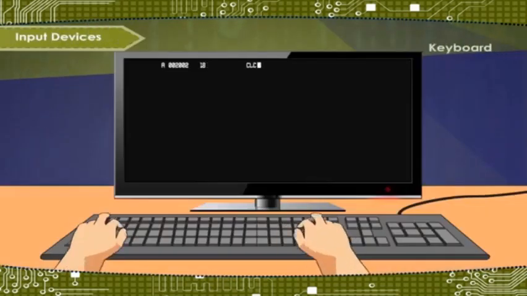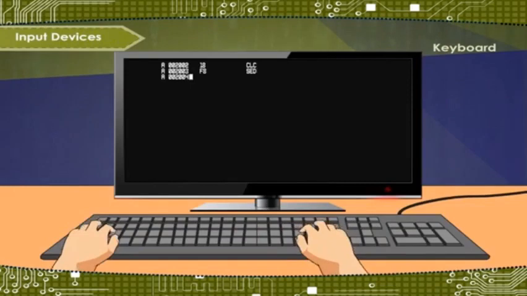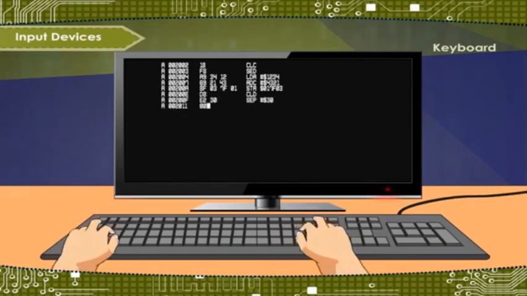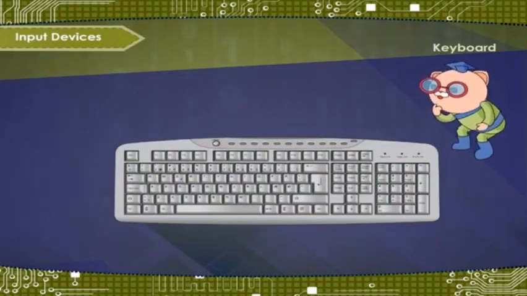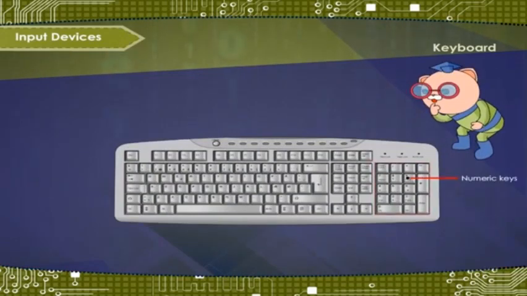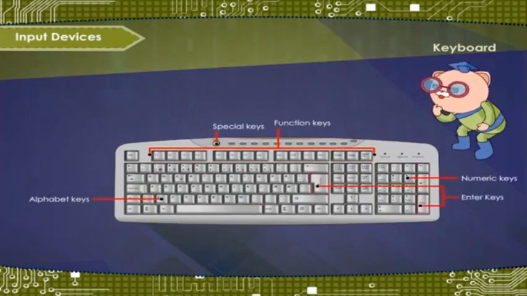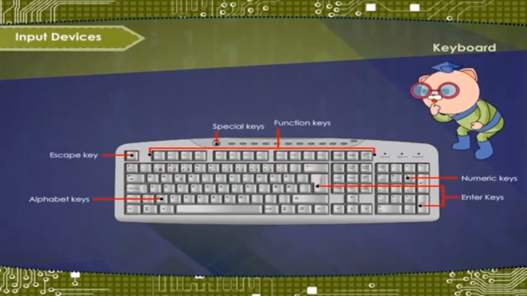Input devices. Keyboard. Keyboard is the most commonly used input device. It looks just like a typewriter. Most of the keyboards have around 104 keys. The keys present on the keyboard can be grouped as numeric keys, alphabet keys, function keys, special keys, enter key, escape key, etc.